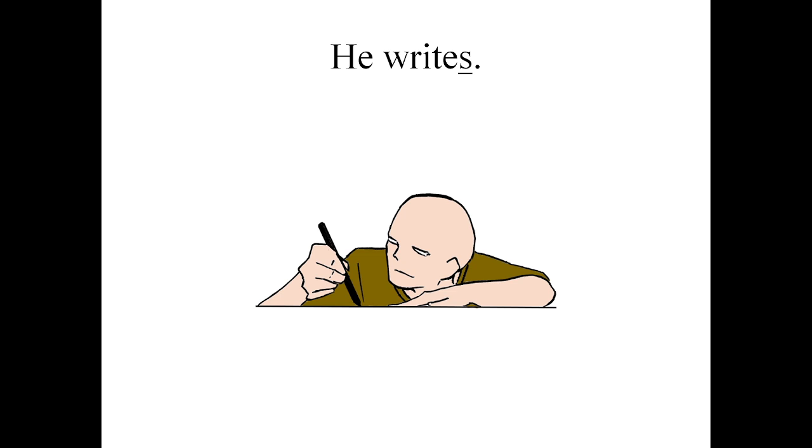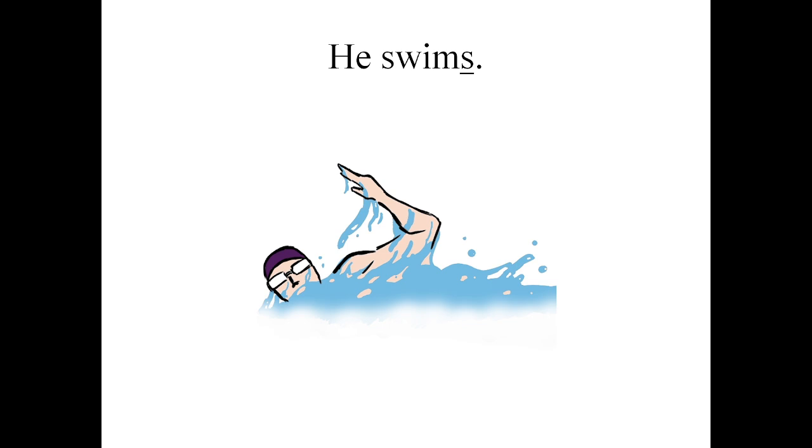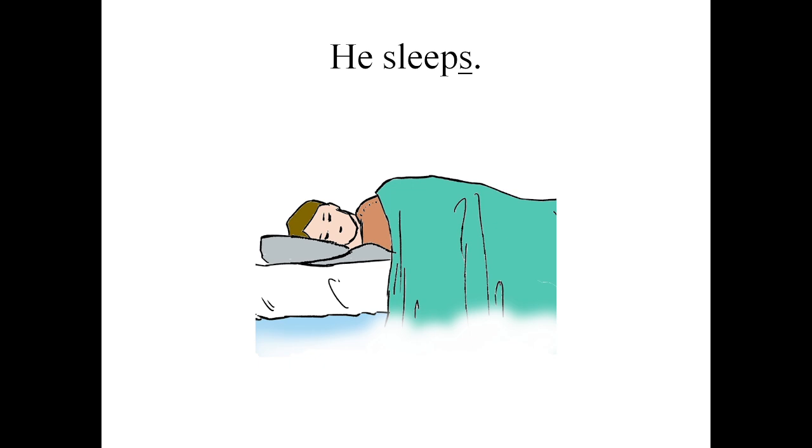So notice how for he, she and it, for the third person, the spelling changes. So we add S to most verbs. He swims, swim is another regular verb. The subject is he, as you can see there, and swims is the verb. He sleeps, there you are again. We add S, another regular verb.